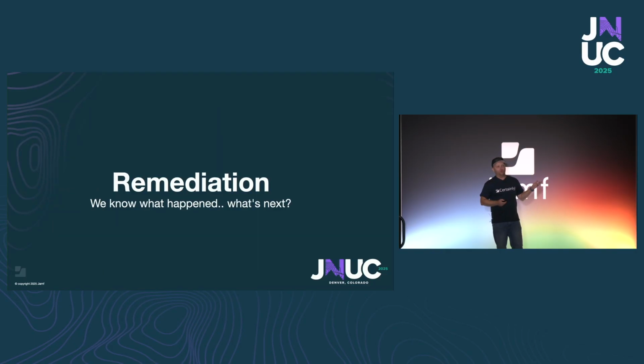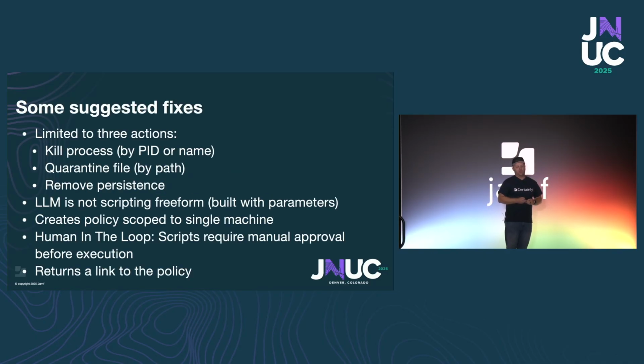So once we know what happened, what's next after that? The AI assistant can provide some suggested fixes. These are going to go into a Jamf Pro policy, which is why we talked about the difference previously. But effectively, it can build out a script to help remediate. It is not free-form scripting on its own. The AI is not going to be building a script all on its own and executing it across your devices. Have no fear about that. That would scare me as well.